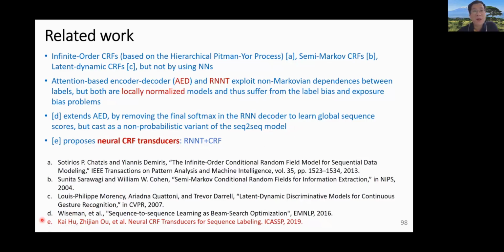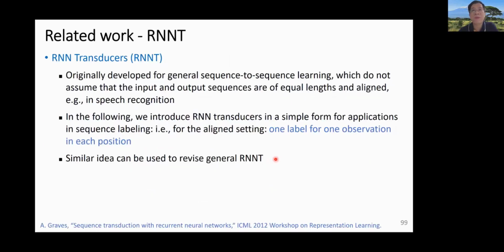In the work of Yi, one of our works published in ICASSP 2022, we propose a neural CRF transducer, which is basically a marriage of RNN-T and CRF to improve high-order interaction modeling. Next, we'll first introduce the RNN-T and then introduce the CRF transducer.